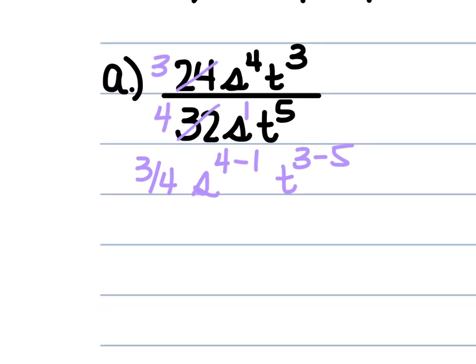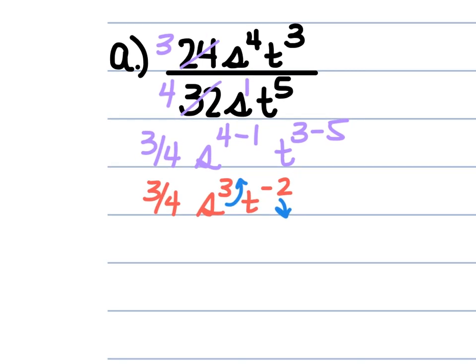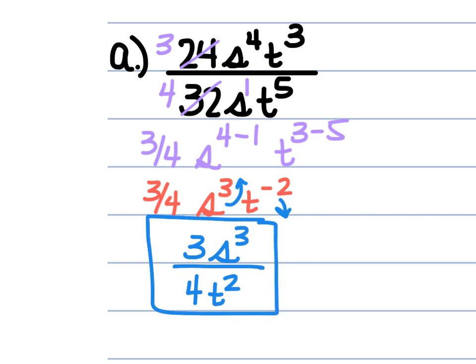So this 3 over 4 is going to stay out front. Then I'm going to have s cubed t to the negative 2nd. So the s cubed is going to go on the top, and the t to the negative 2nd is going to go to the bottom to turn that negative 2 into a positive 2. So the 3 is going to stay on top with the s cubed, and then the 4 goes on the bottom with the t squared. So 3s cubed over 4t squared.